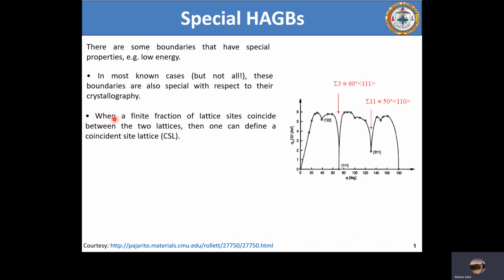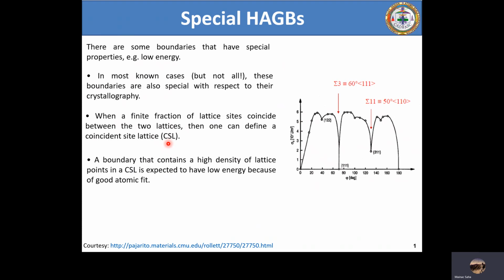So, across a boundary, when a finite fraction of lattice sites between the two lattices coincide, then one can define a coincident site lattice, or a CSL. A boundary that contains a high density of lattice points in a CSL is expected to have a low energy because of the good atomic fit.